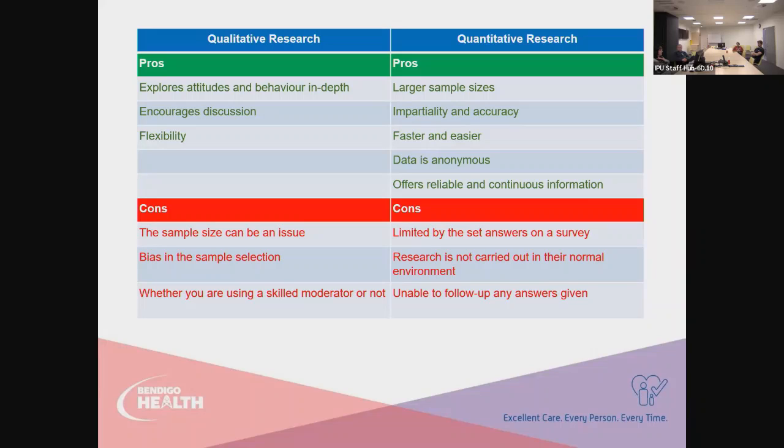Cons of qualitative could be sample size, but it could be bias in the sample selection too. And whether you're using a skilled moderator or not, because with focus groups and even semi-structured or structured group interviews or individual interviews, there is a skill involved. You don't just pop out and start asking questions, particularly in focus groups, and get eaten.